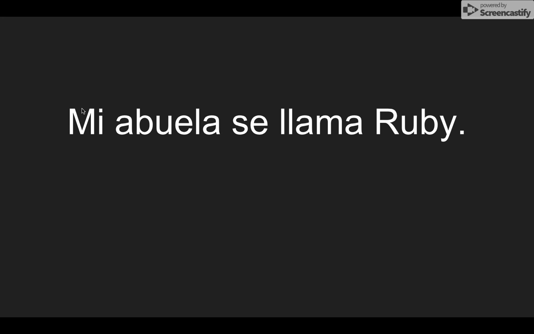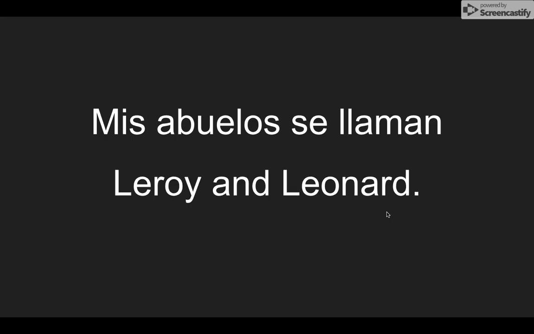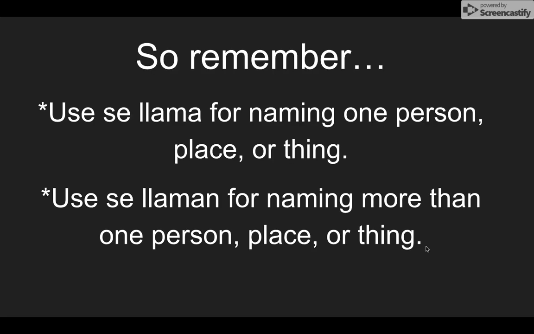And you may notice we've been seeing the mi and the mis come back into play as well, and that's why the pop-up lesson was on both. My grandpas are called Leroy and Leonard. Would we use se llama or se llaman here? Here it would be mis abuelos se llaman Leroy and Leonard. So remember, use se llama for naming one person, place, or thing. Use se llaman for naming more than one person, place, or thing.